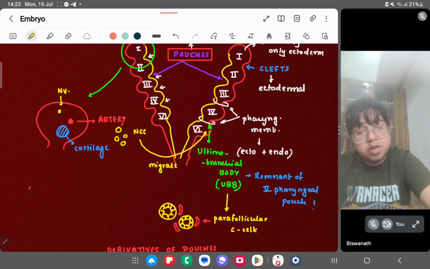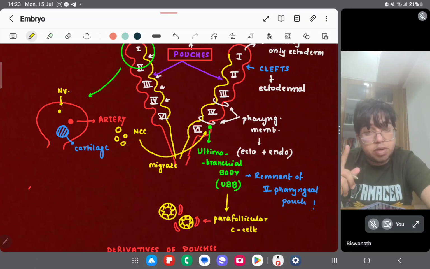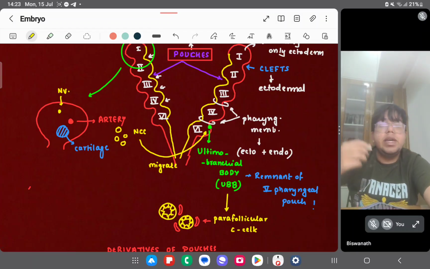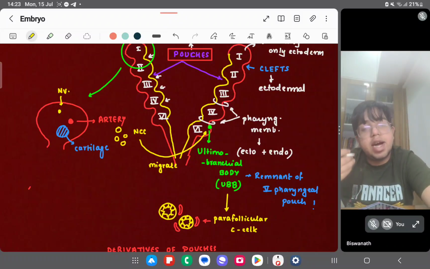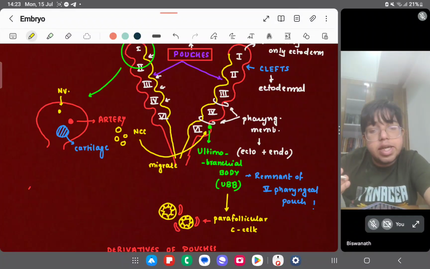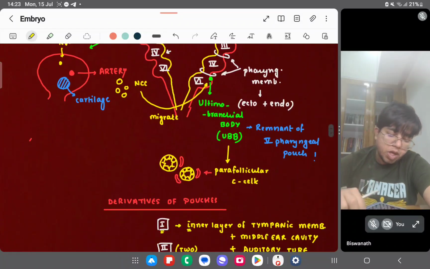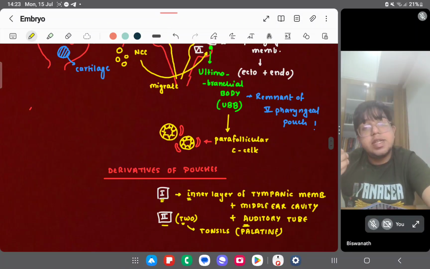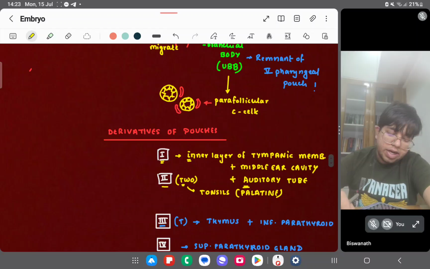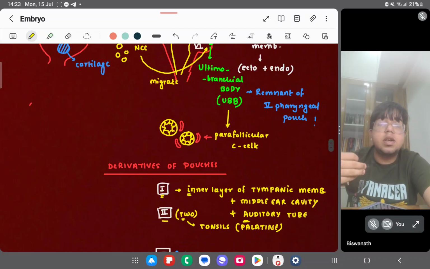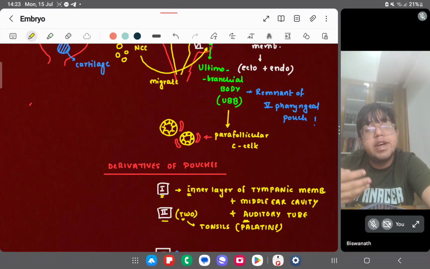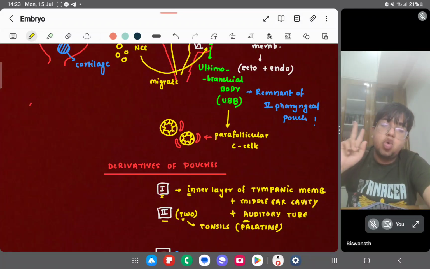So every arch, not pouch, remember, every arch will have an artery, a nerve, and a cartilage. It will give rise to cartilage. It will be supplied by an artery, and it will be supplied by a nerve also. Okay. So let me first discuss the cartilage part. Let's move to the cartilage part. That is which arch is giving rise to which cartilage. Two are there basically.